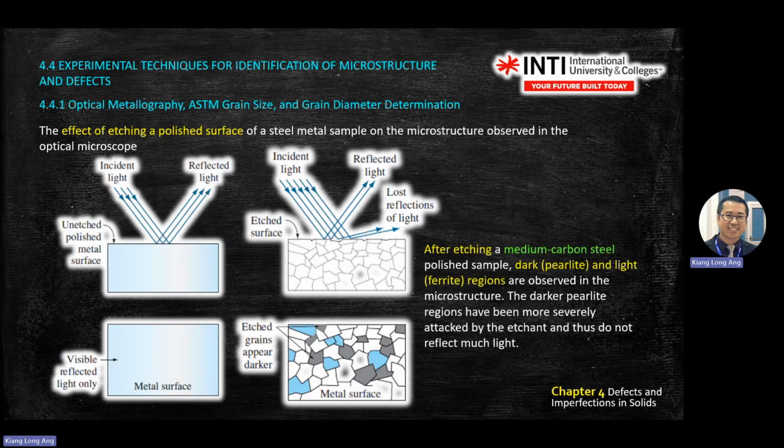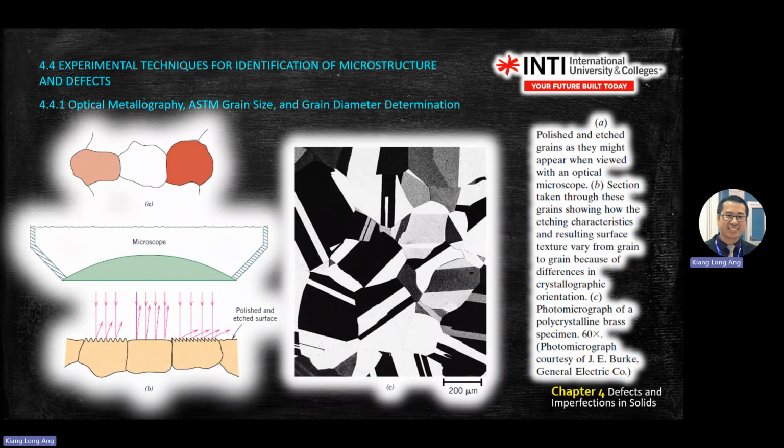So all this you read. It explains to you why you see all these black colors under the microscope, because of reflected lights.